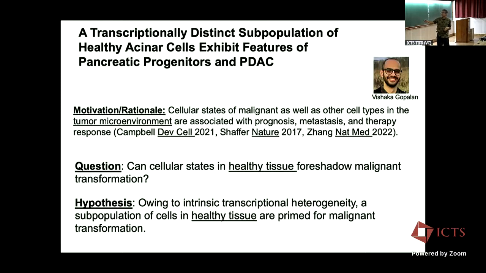So this is the hypothesis. Like I said, we also think about hypotheses, but our hypotheses are about patterns, not about specific genes, specific phenomena, processes. So our hypothesis was, owing to intrinsic transcriptional heterogeneity, a subpopulation of cells in healthy tissue, that's a keyword, are primed for malignant transformation. Okay? How do we go about testing this hypothesis? And this work is done by Vishaka, who was at NCBS a while ago.